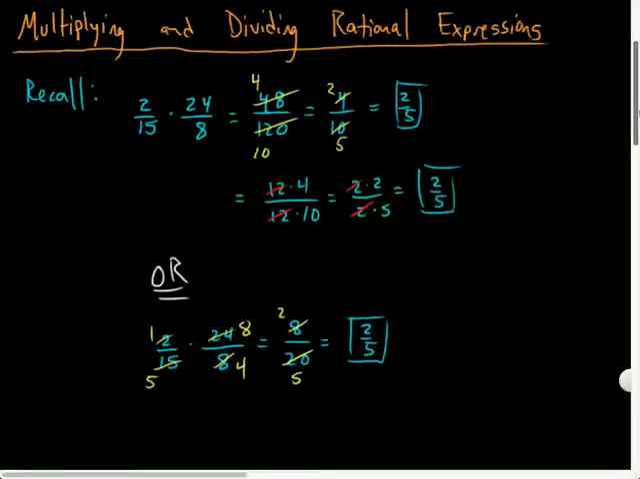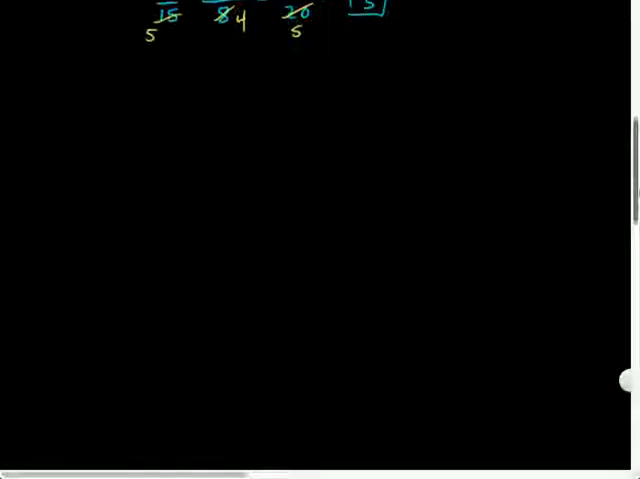So here we go. Let's jump into our first for reals example. Example: let's say I want to multiply the following. If I've got 2x squared over 3x to the 5th, and I'm multiplying by 12x to the 7th over x to the 3rd.